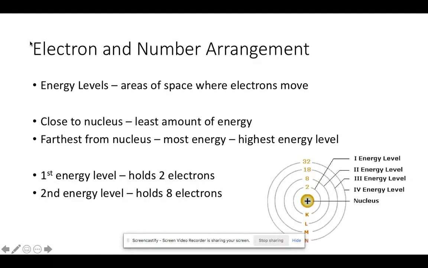The energy levels are the areas of space where our electrons move. If they are close to the nucleus, they have the least amount of energy. The furthest from the nucleus has the most energy and is our highest energy level. The first energy level holds 2 electrons, and the second energy level holds 8.